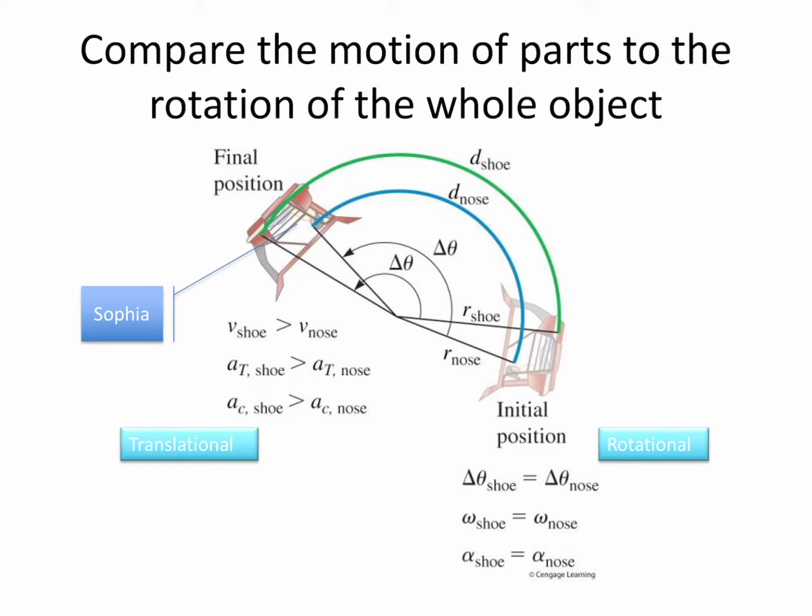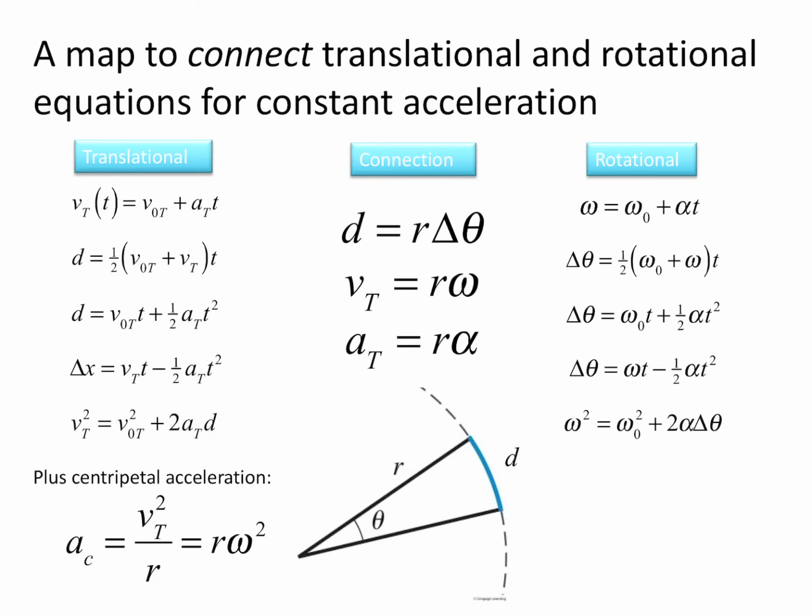Now the beauty of rotational motion is that for an object, if you know the angular displacement of one part of this object, all other parts have the same rotational quantity. So the angular displacement of any part of this person sitting there is the same. The angular velocity is the same, the angular acceleration is the same, and that's the beauty of rotational variables.